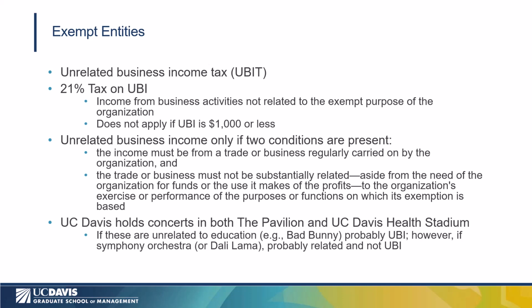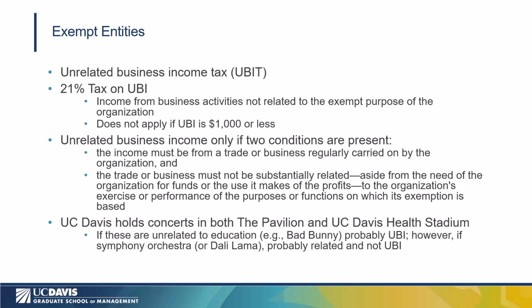If these are unrelated to education, so for example, maybe Bad Bunny comes to campus and has a concert, that's probably unrelated business income because they're making money and they may even use the money for UC Davis. It doesn't matter, right? It's not part of the purpose or function on which the exemption is based. However, maybe they bring the symphony orchestra or the Dalai Lama or some sort of educational entertainment, if you will. Well, that probably is related to their exempt purpose, which is, of course, educational, and as a result would not be unrelated business income.